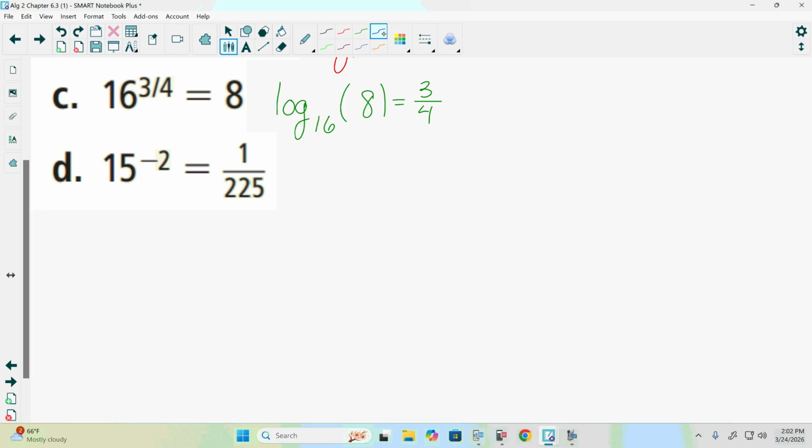And lastly, 15 to the negative 2 is equal to 1 over 225. So we'd have log base 15 of 1 over 225 equals -2, as we're saying, 15 to what power is 1 over 225.